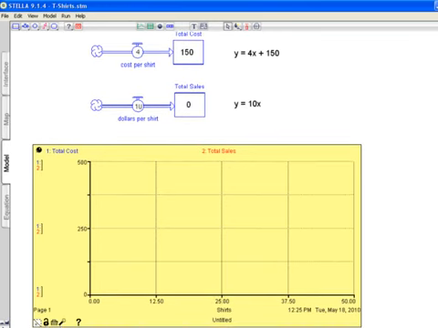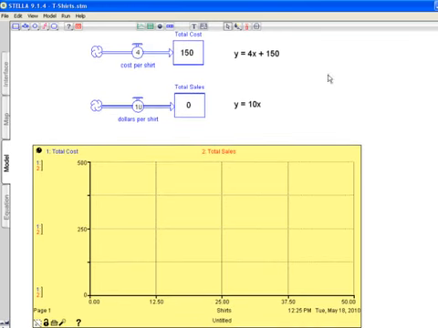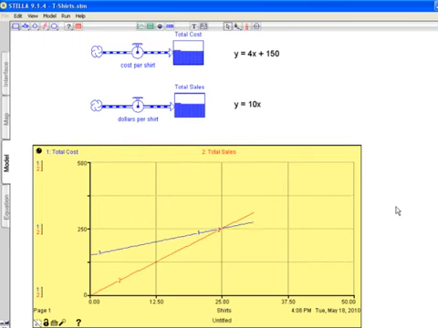So once they've done this, I'll ask them to run the model. So I'll just run the model, and you can see it unfolding. And as it unfolds, we're seeing that both cost and sales are increasing. And we'll ask them where the break-even point is.